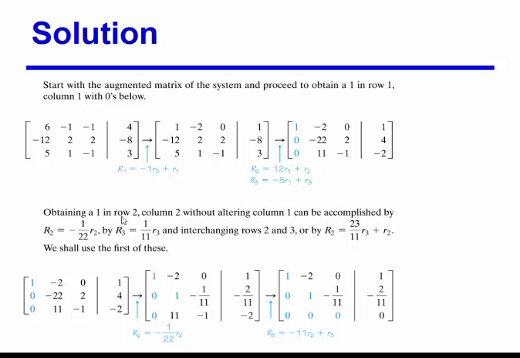So obtaining a 1 in row 2, column 2 without altering column 1 can be accomplished by R2 equal to 1 over negative 22 R2, and R3 equal to 1 over 11 R3. We interchange rows 2 and 3, and then R2 is 23 over 11 R3 plus R2, and then we get here the augmented matrix in row echelon form.